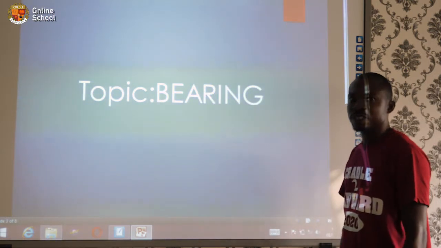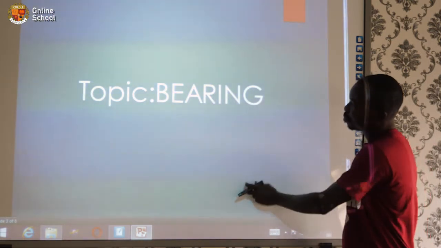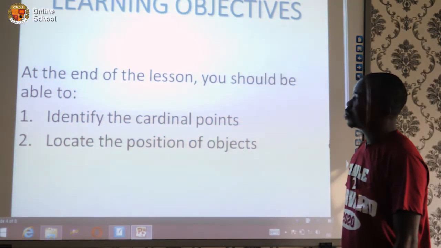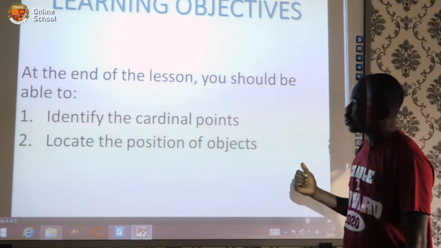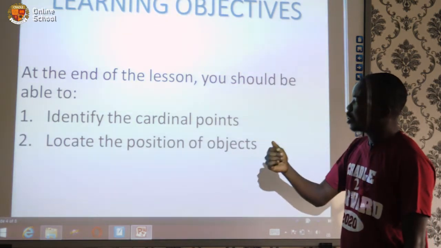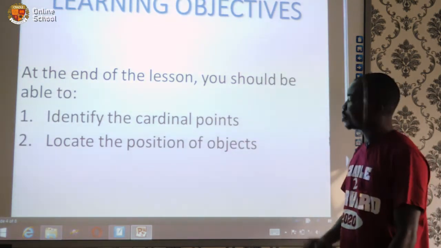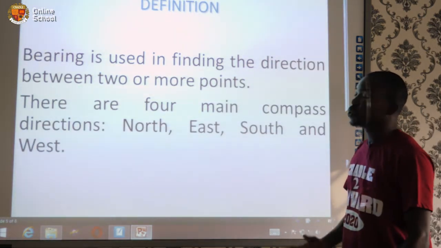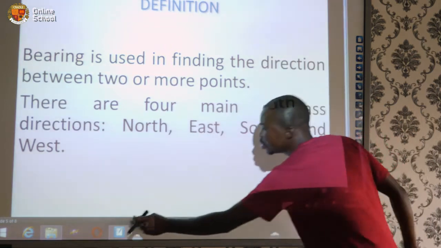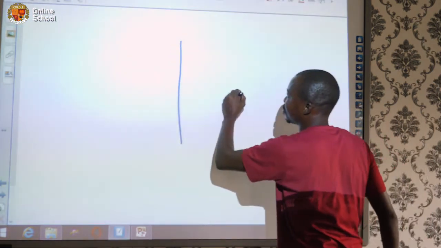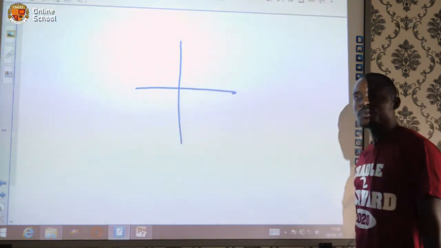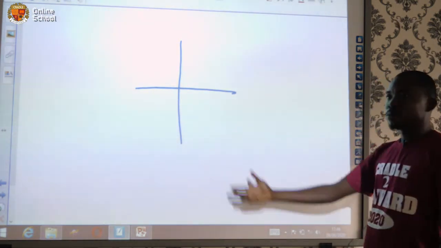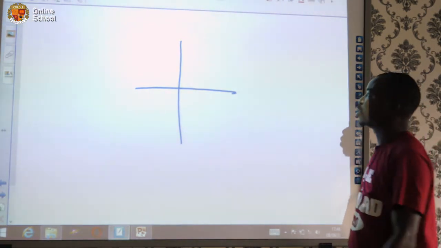And our topic for today is bearing. It is expected that at the end of the lesson, you should be able to identify the cardinal points and locate the position of objects. Bearing is used in finding the direction between two or more points. In simple terms, bearing is defined as direction between two or more points.